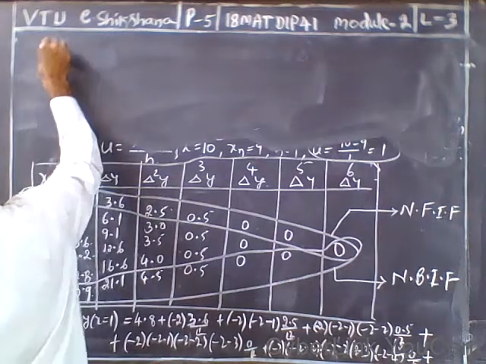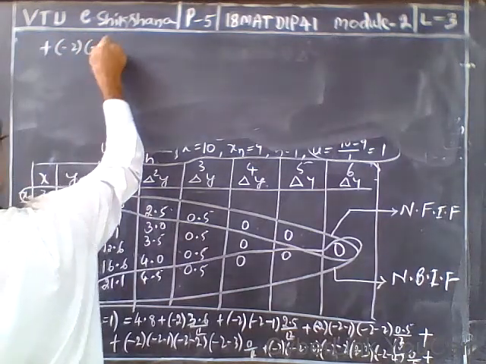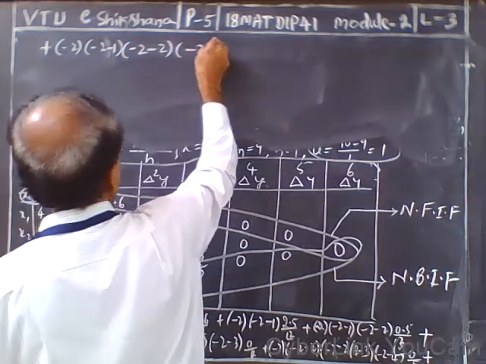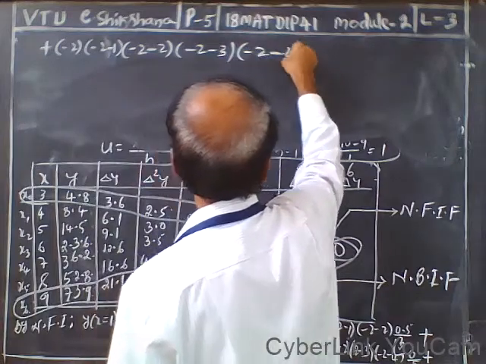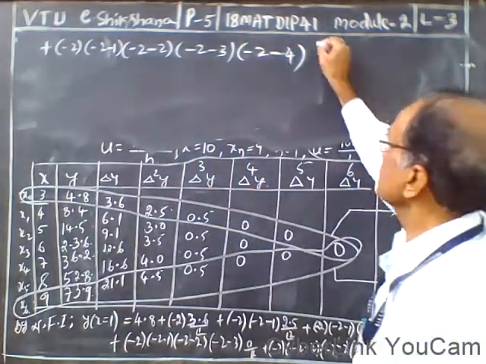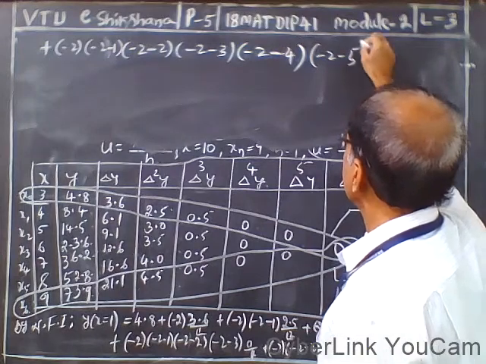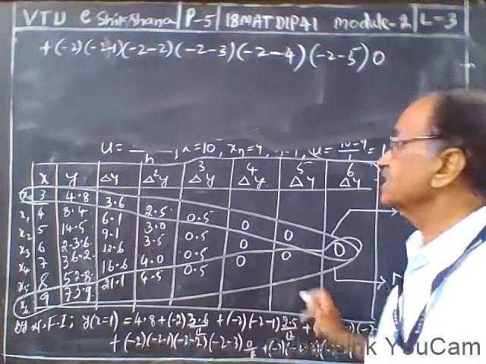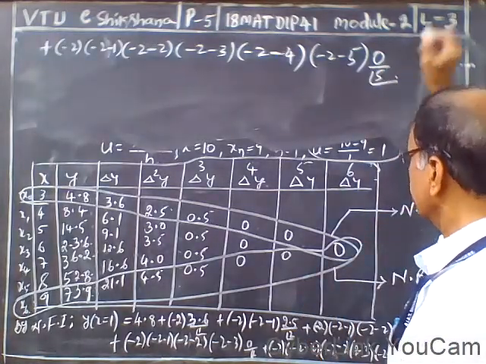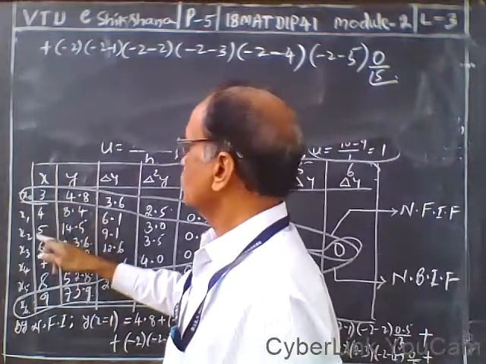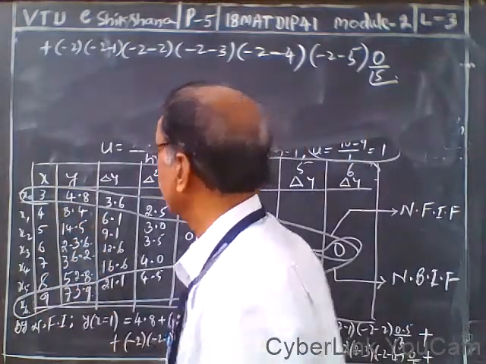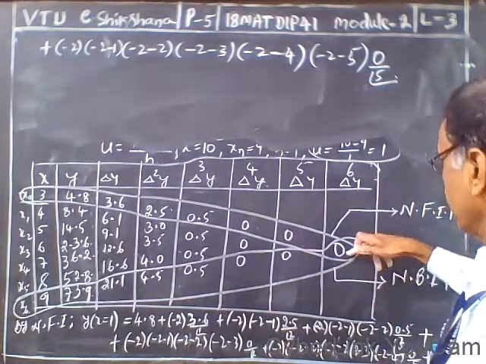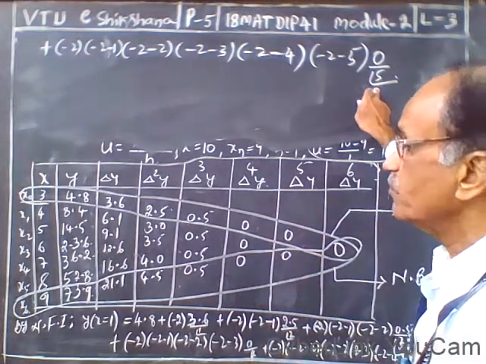Fifth order difference, plus minus 2, minus 2 minus 1, minus 2 minus 2, minus 2 minus 3, minus 2 minus 4, and up to minus 2 minus 5. This is also the last number difference, that is 0, divided by 5 factorial. Up to the 6th order you have to go, that is delta to the power 6. This is 0, this is 0, and this is also 0.